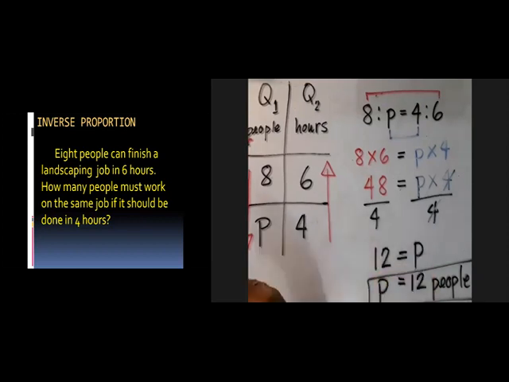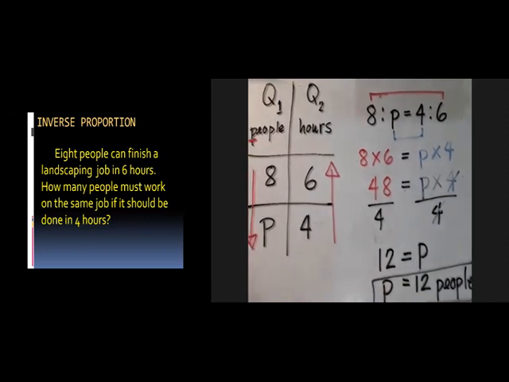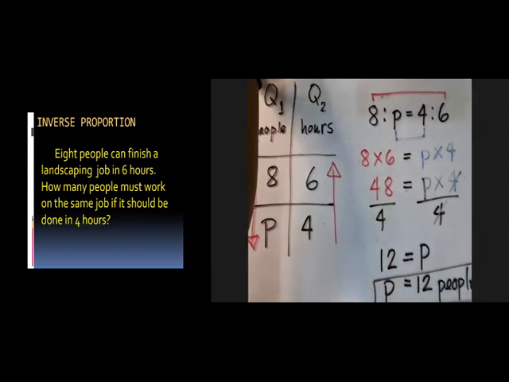Now, let's look back. Kung 8 tao, 6 na oras, kung kailangan nating pababain yung oras, kailangan padadamihin natin yung bilang ng tao. Okay? Dumami ba yung bilang ng tao? Yes. Okay? So that's an inverse proportion problem. Okay? Let's have another one. This time, I will show you another way of solving the problem. Okay?